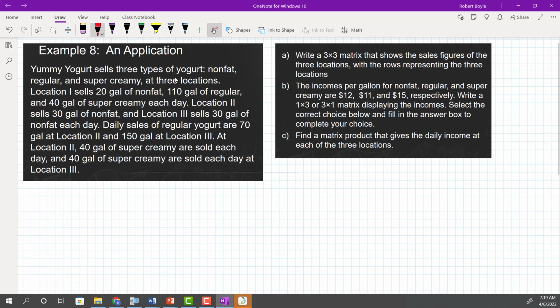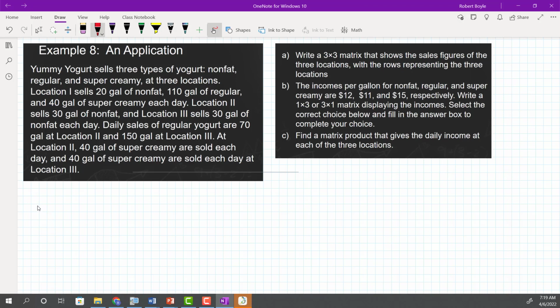Okay, so here we have Yummy Yogurt. It sells 3 types of yogurt: non-fat, regular, and super creamy at 3 locations, and those locations are 1, 2, and 3. And we have some information about what they sell. The first thing we need to do is write a 3x3 matrix that shows the sales figures of the 3 locations with the rows representing the locations.